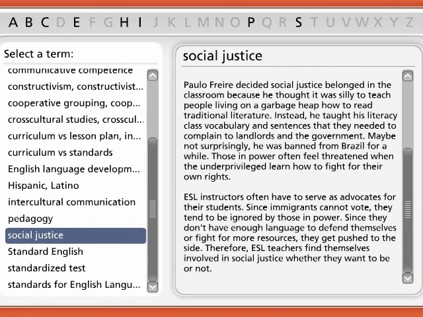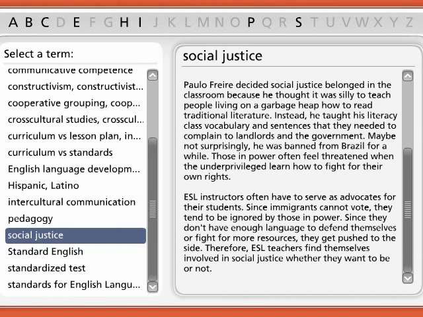Mr. Paulo Freire, and I apologize because I mangle his last name, is from Brazil, and he decided that social justice belonged in the classroom because he thought it was silly to teach people living on a garbage heap how to read traditional literature. Instead, he taught his literacy class vocabulary and sentences that they needed to complain to landlords and the government. Maybe not surprisingly, he was banned from Brazil for a while. Those in power often feel threatened when the underprivileged learn how to fight for their own rights.